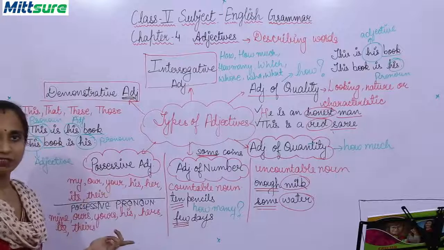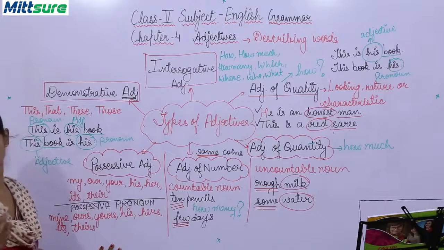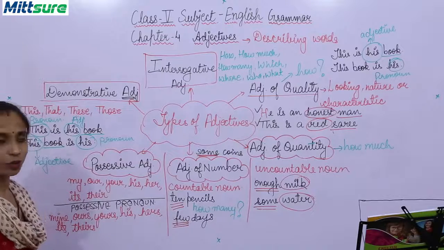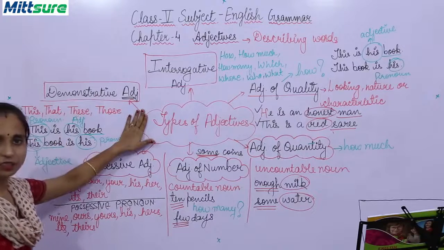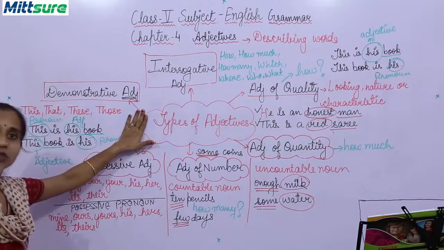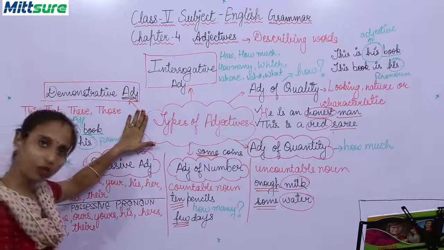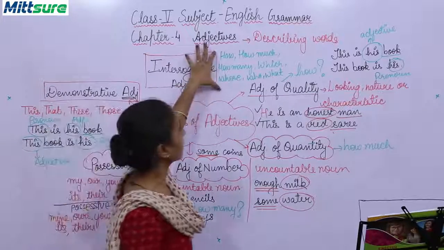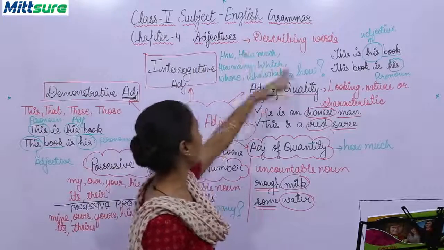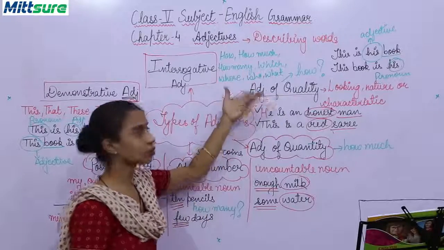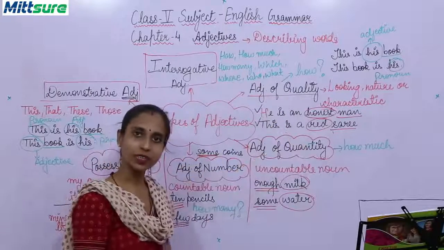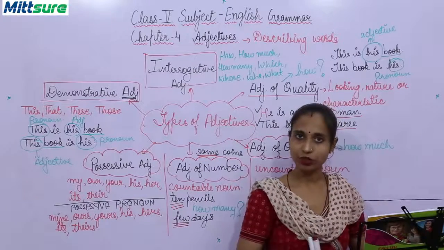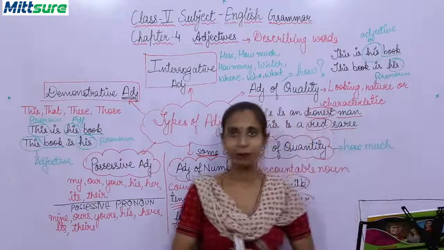Then possessive adjective, it always tells you to whom the noun or pronoun belongs. Demonstrative adjectives, when we use them to point out the noun or a pronoun. And then interrogative adjectives, which answer these questions: how much, how many, which, whose, who, what. All right. Now, let us read about our last topic today, that is determiners.